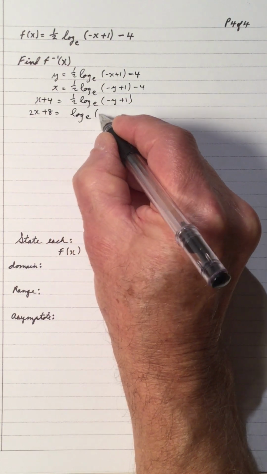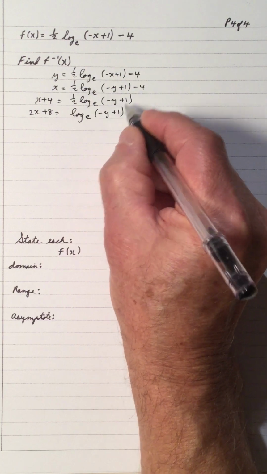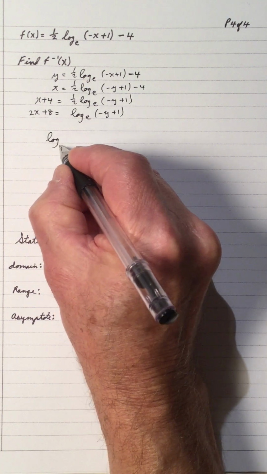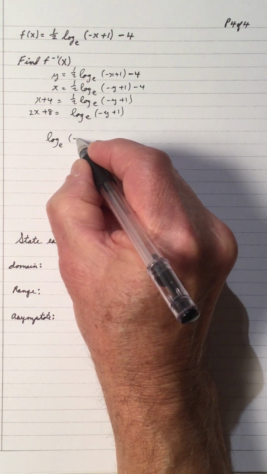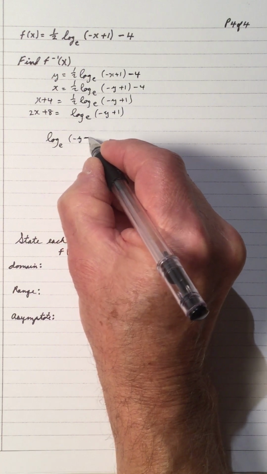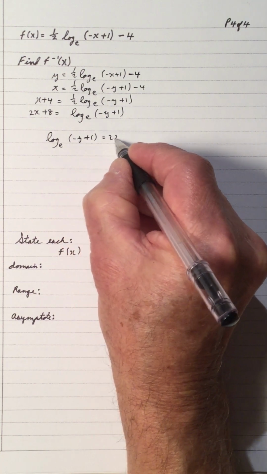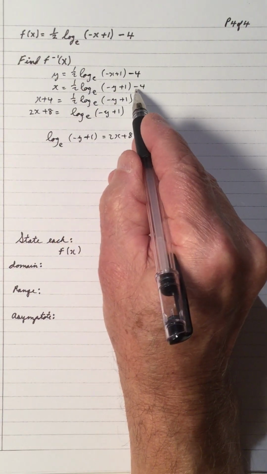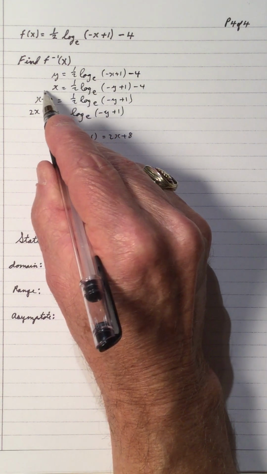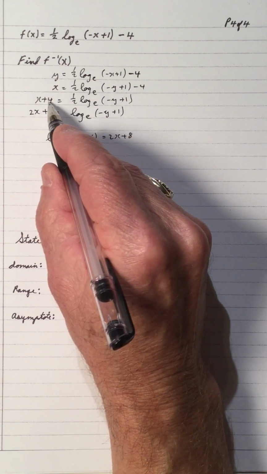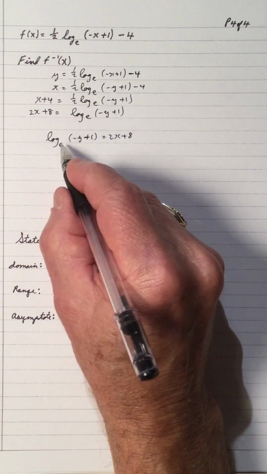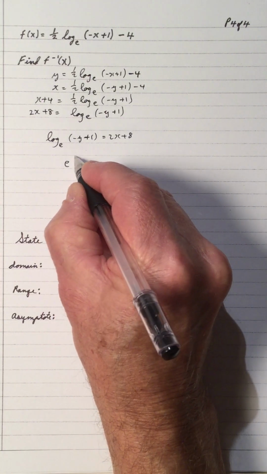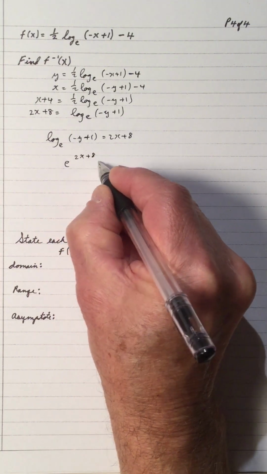So now what I've done, I've isolated the log. So I have the log, just rewriting it, log base e, negative y plus 1 equals 2x plus 8. So now, by moving the negative 4 to this side, adding on the 4, multiplying by 2, now I've got a base exponent number.